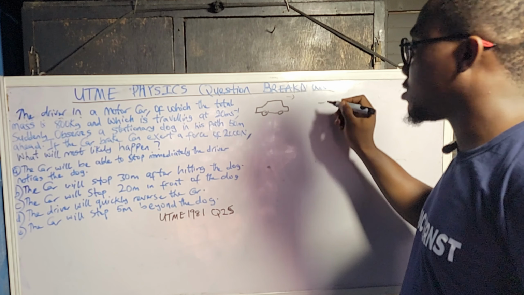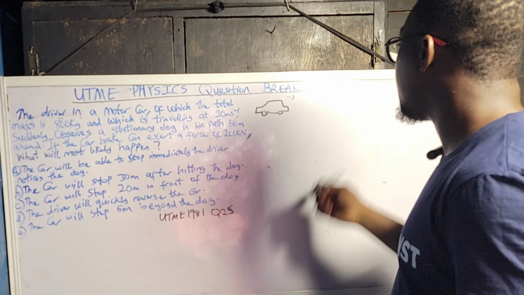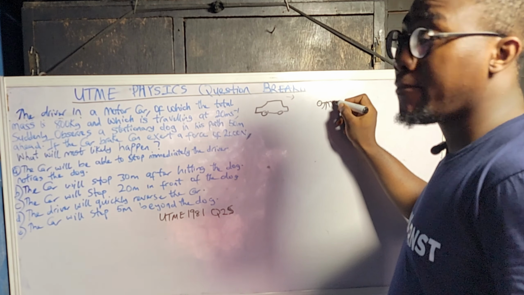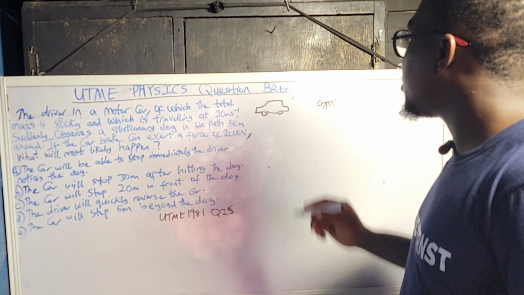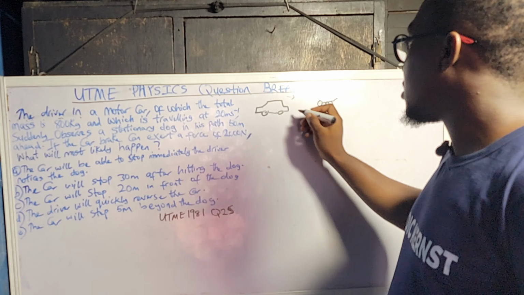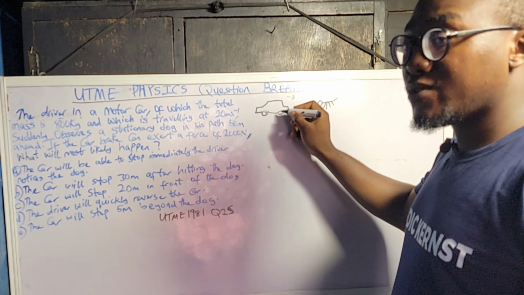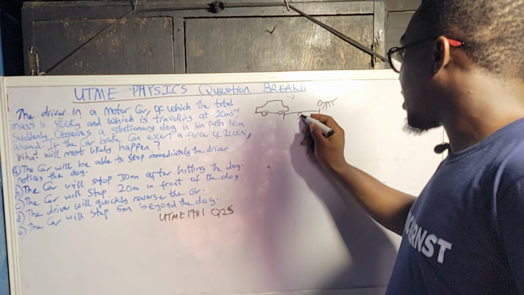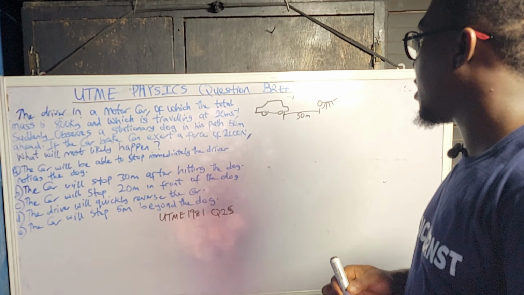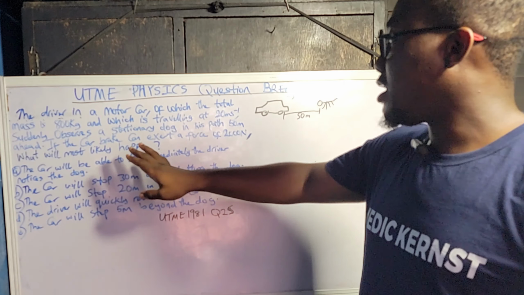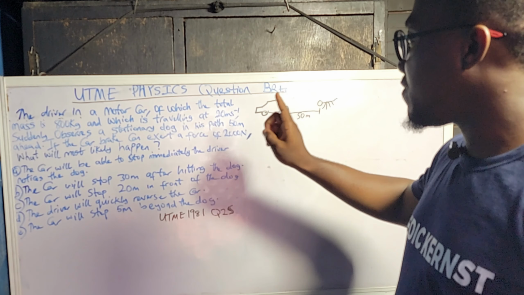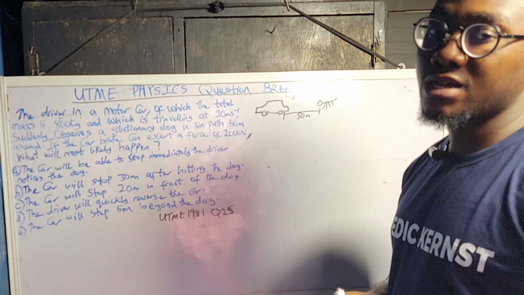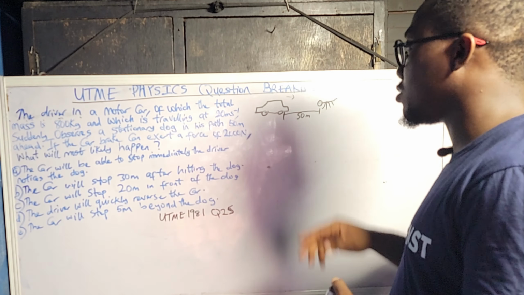I don't even know how to draw a dog. Pardon my dog. Now they're saying that the driver notices the dog is some distance away, and then they're asking what will happen if the driver applies the brake at that point, at that distance from the dog.